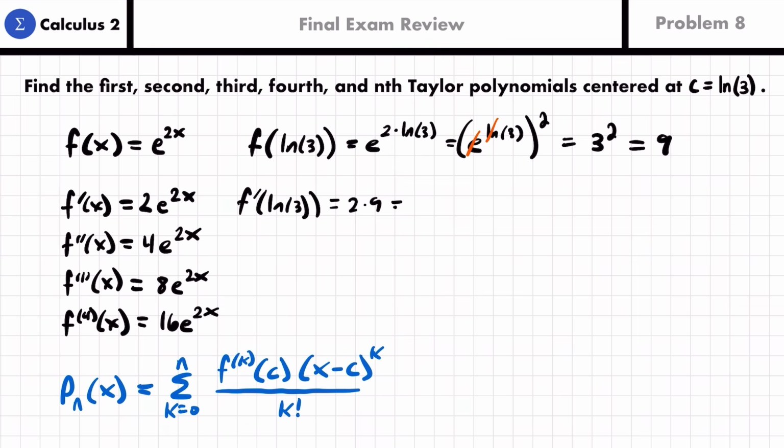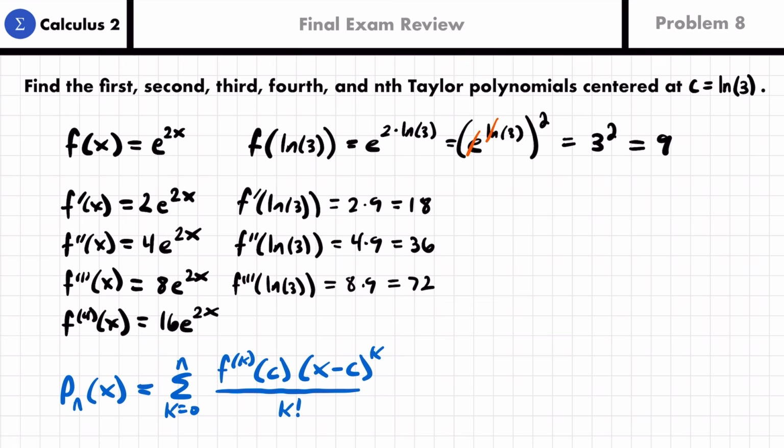Okay, so we get f prime of the natural log of 3 is equal to 2 times 9, which is 18. Then we get f double prime of the natural log of 3 is equal to 4 times 9, which is 36. Then f triple prime of the natural log of 3 is equal to 8 times 9, which is 72. And then the fourth derivative evaluated at the natural log of 3 is equal to 16 times 9, which is 144.